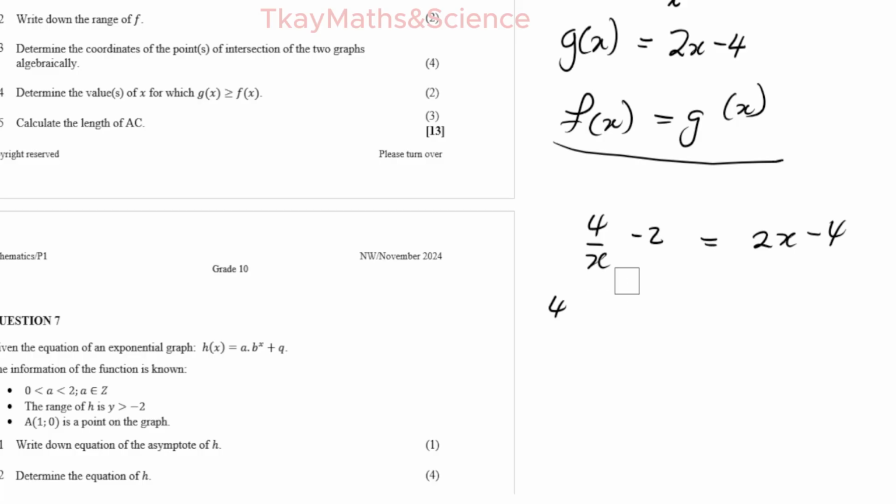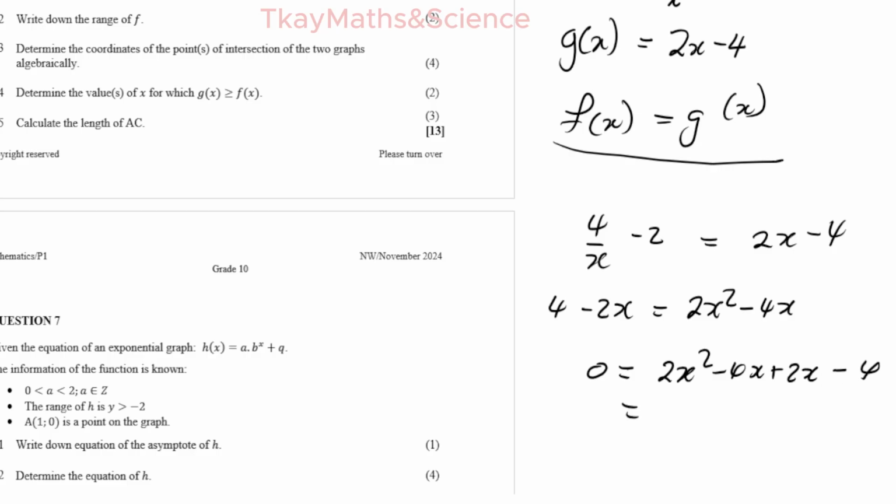4 minus 2x. We're going to multiply by x every time. Okay. Let's go to 2x squared minus 4x, right? Okay, so we're going to try to put this side, so it's going to become what? 0 is equal to 2x squared minus 4x plus 2x minus 4, right? So it's going to become 2x squared minus 2x minus 4.